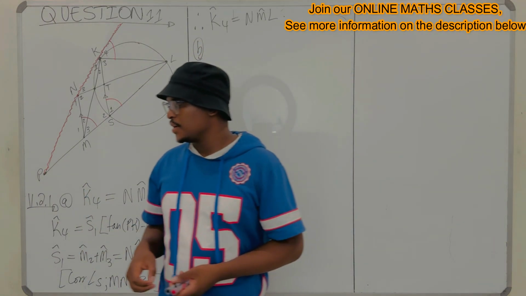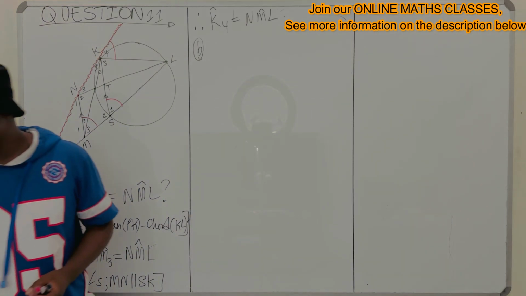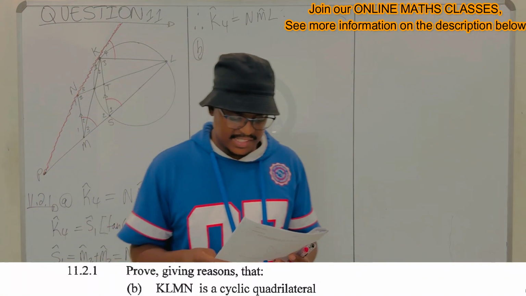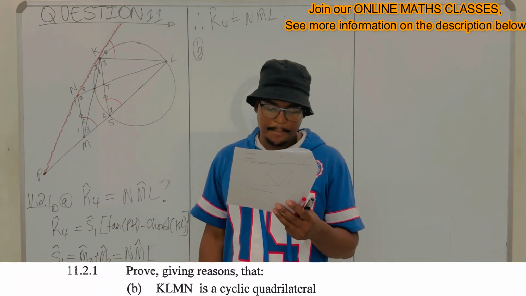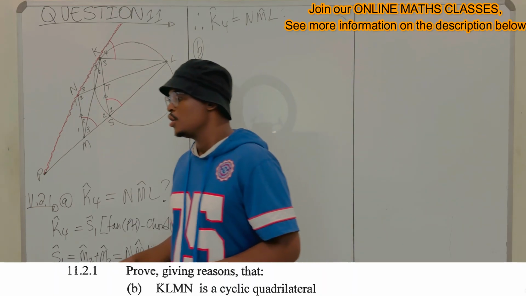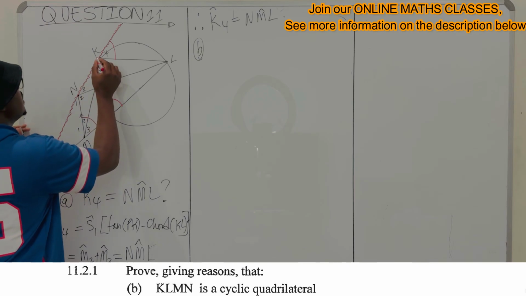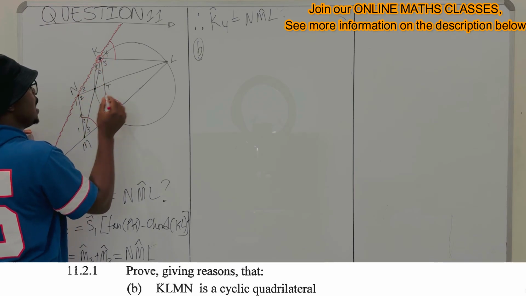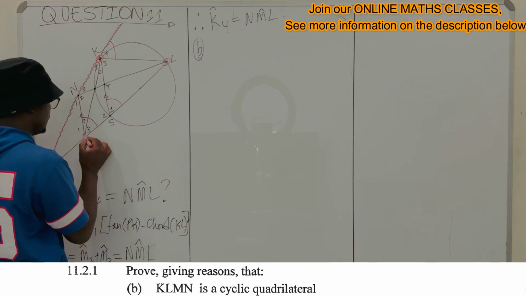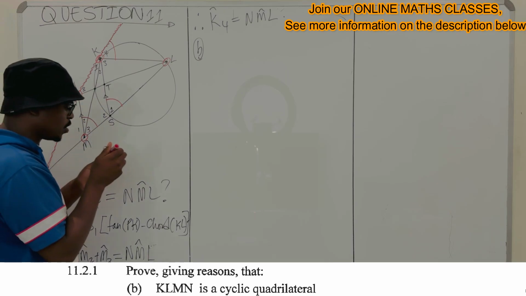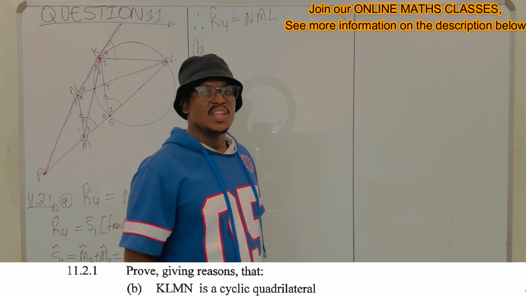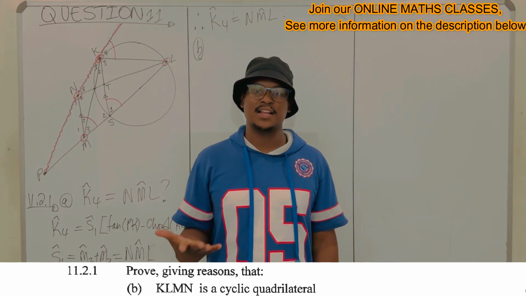So we move to B. What are they saying at B? At B, they're saying, prove giving reasons that KLMN is a cyclic quadrilateral. So they wanted to prove that KLMN is a cyclic quadrilateral. So you might be wondering, what is a cyclic quadrilateral?